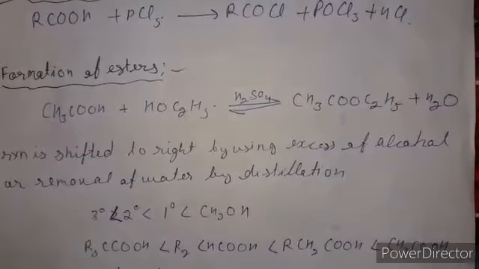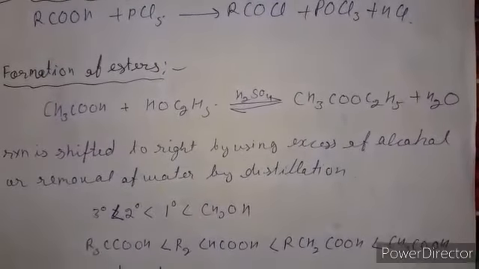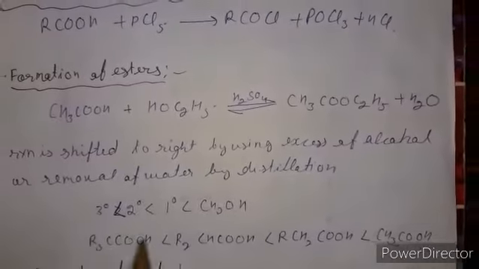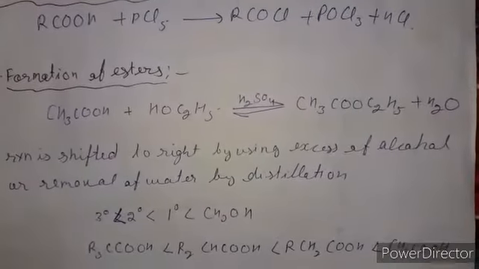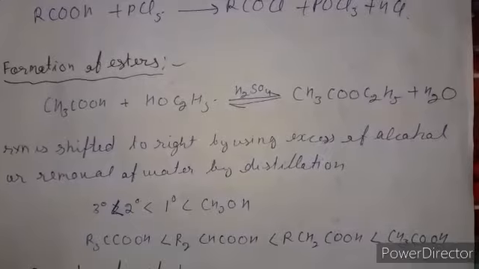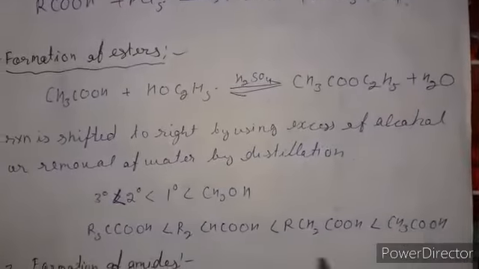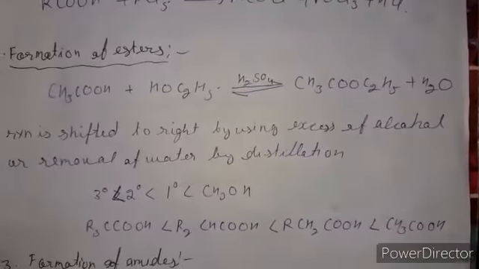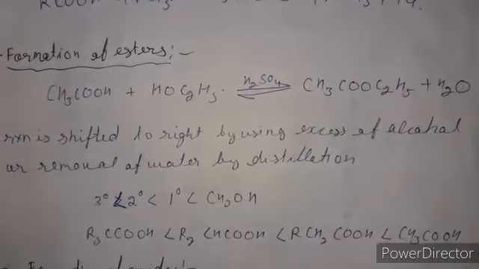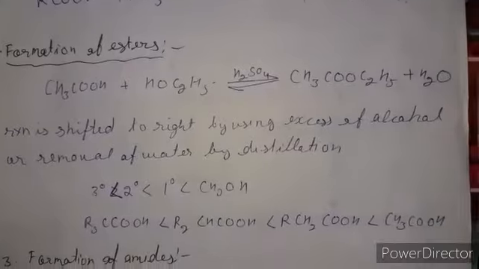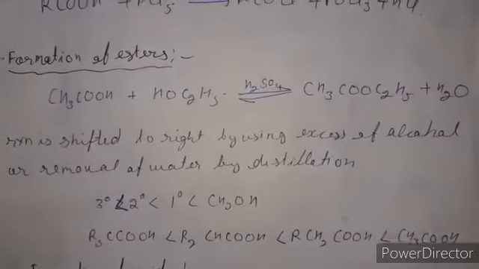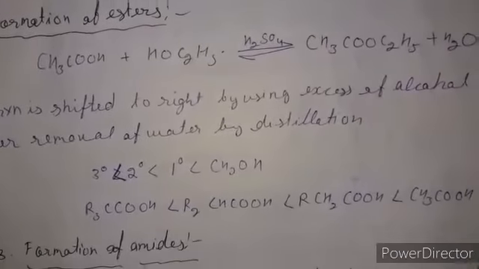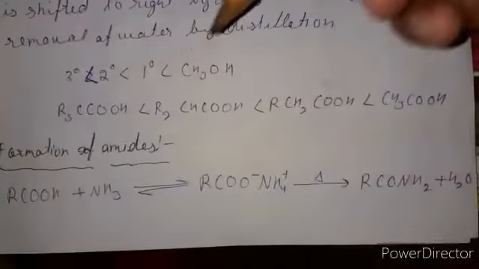The rate at which the carboxylic acid is esterified depends upon the steric hindrance in the alcohol. So tertiary alcohols are less reactive than secondary, which are less reactive than primary, which are less reactive than methyl alcohol. Similarly, formic acid is more reactive towards esterification than a tertiary carboxylic acid. So tertiary alcohol and tertiary carboxylic acid cannot undergo the esterification reaction as easily as simple formic acid and methyl alcohol.